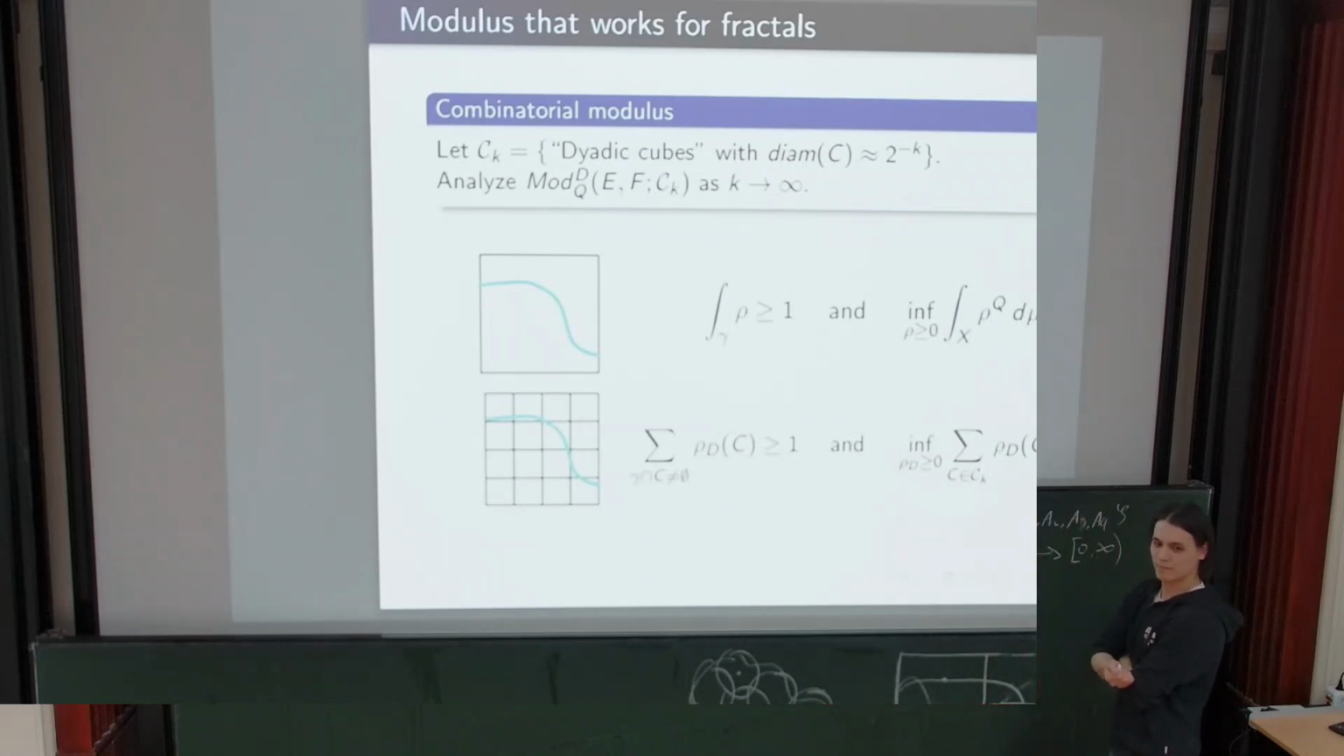But you fix some covering for each cable. Yes, exactly. And you can show that in all reasonable cases, if you are metric doubling, then it shouldn't matter which you choose. Okay, so this is a very straightforward discretization of modulus.